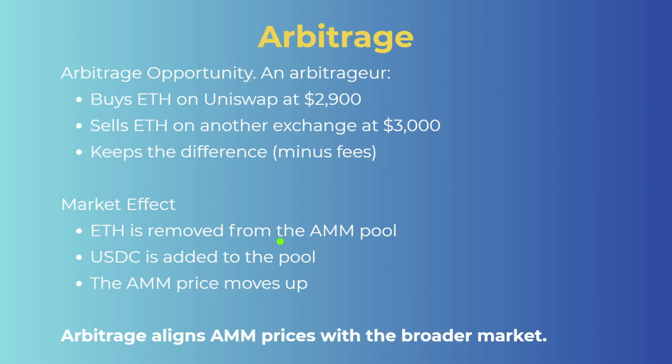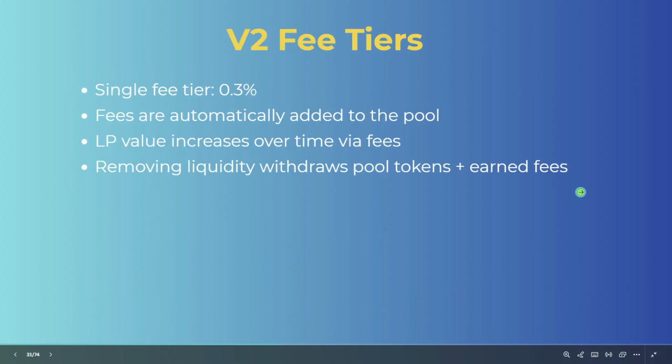In this case, as we said before, there is an arbitrage opportunity. So an arbitrager can buy ETH on Uniswap at the price of $2,900, can sell it on another exchange at 3,000 and keep the difference minus the fee. And what happens in the pool? ETH is removed from the AMM pool, USDC is added to the pool, the AMM price moves up. So arbitrage aligns AMM prices with the broader market.